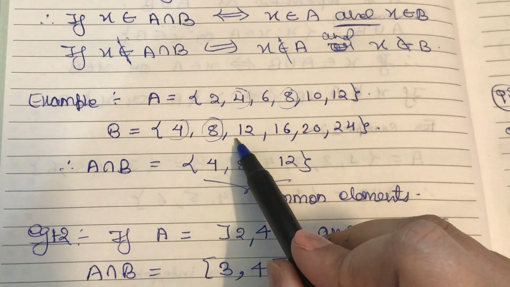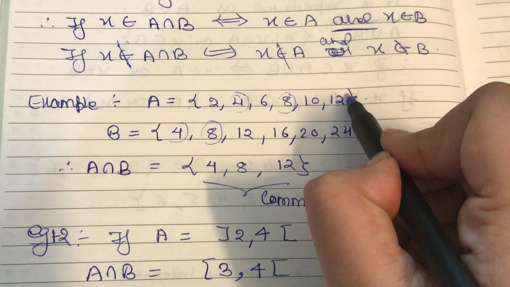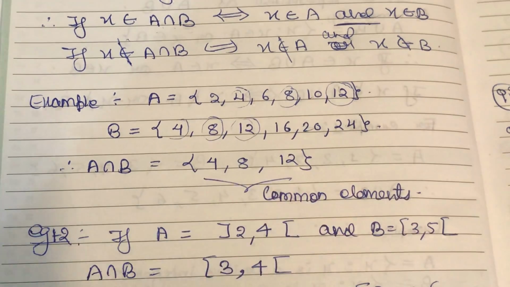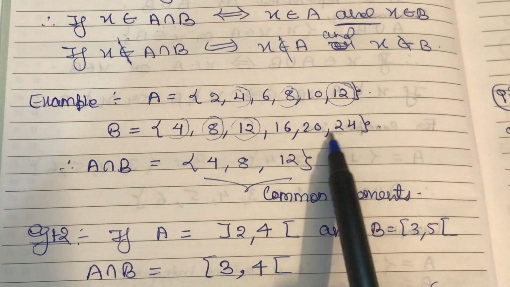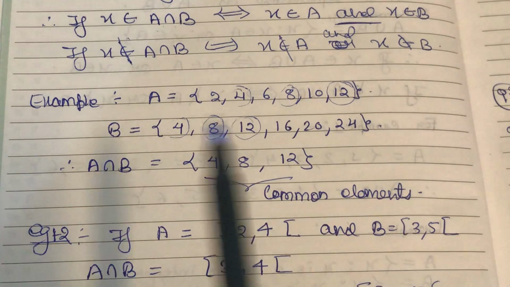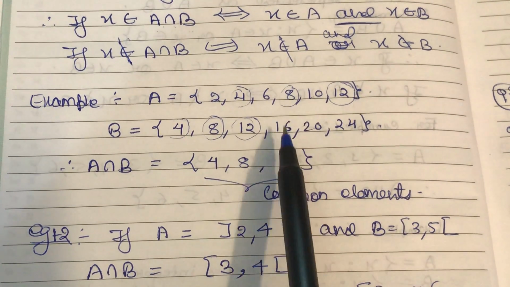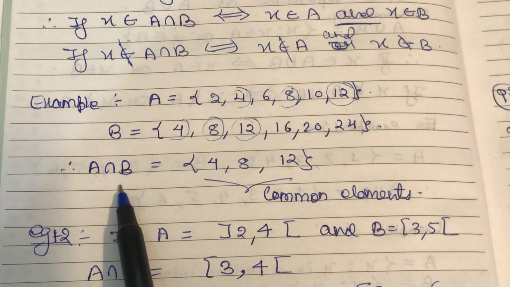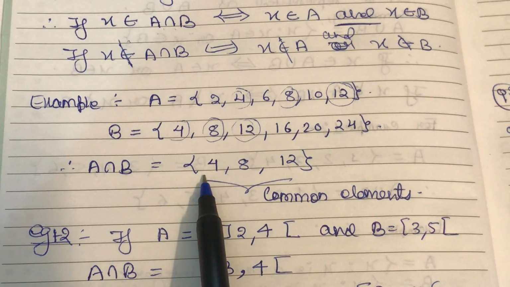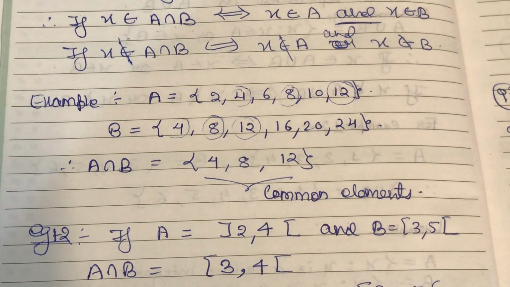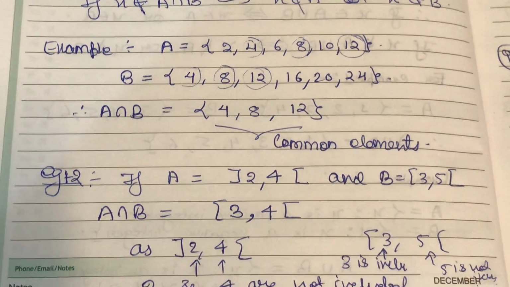10 is present here, 10 is not present here. The next is 12. So 12 is present here, 12 is present here also. Apart from that, 16, 20, 24 are not present here. So definitely only 3 elements are common in both A and B. So A intersection B is the set of elements 4, 8 and 12. Let's solve another question.